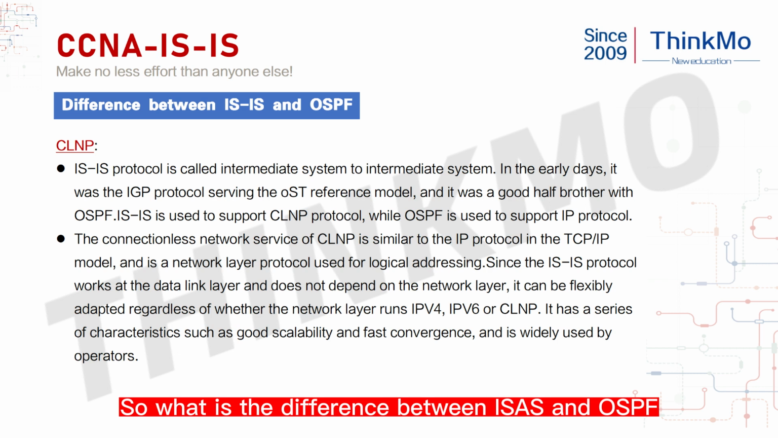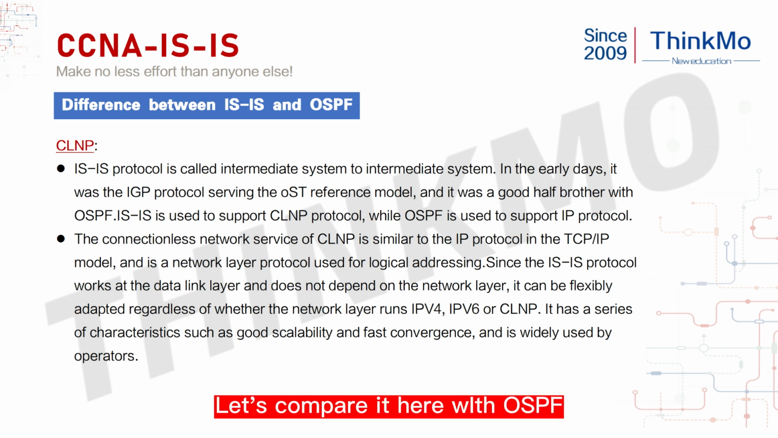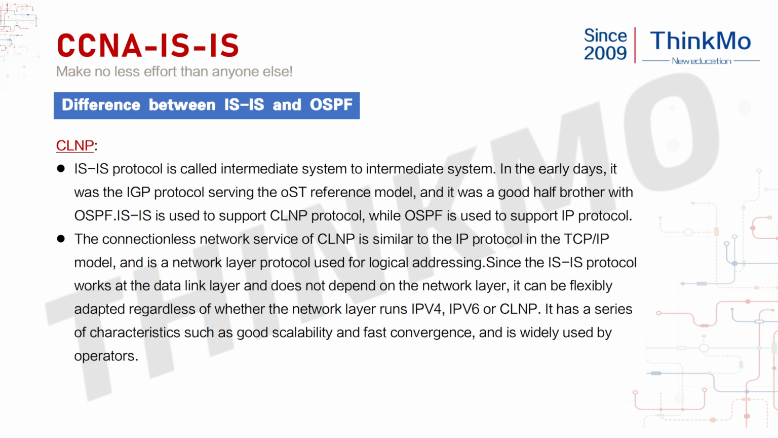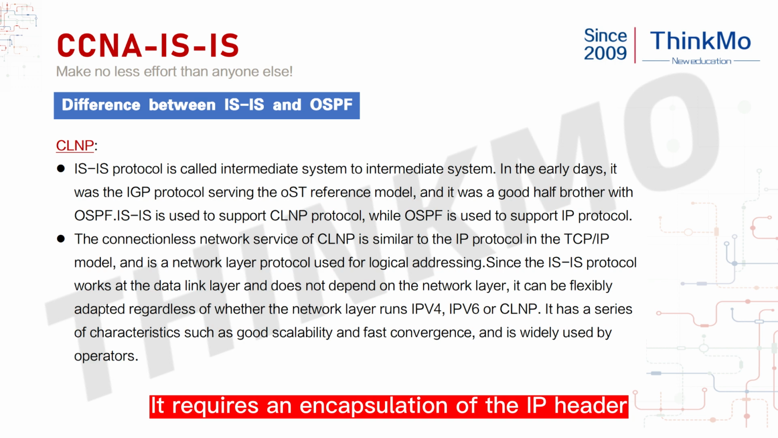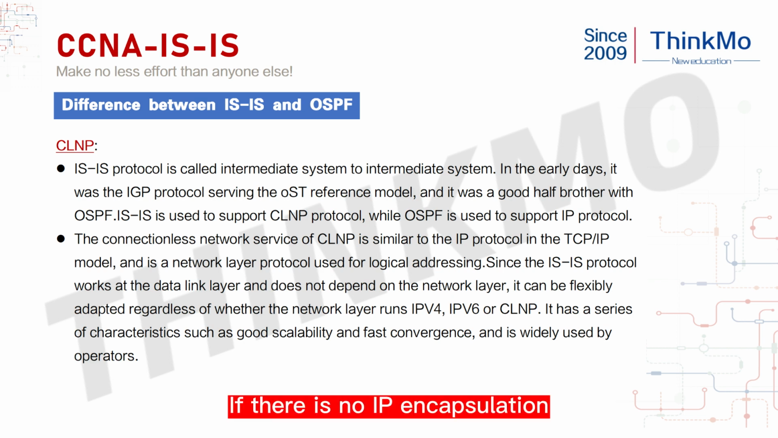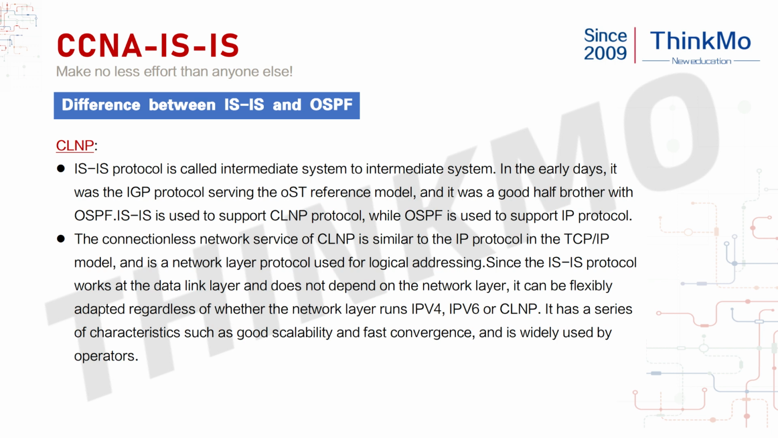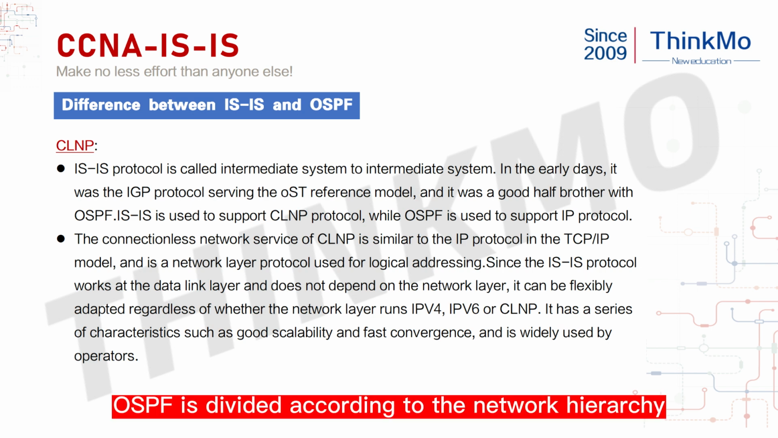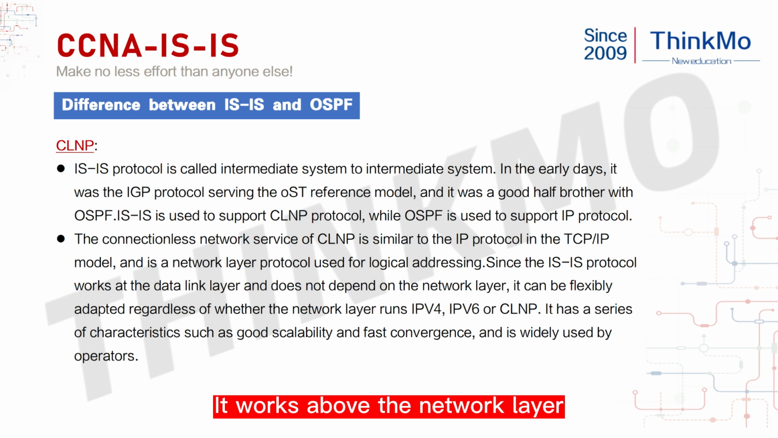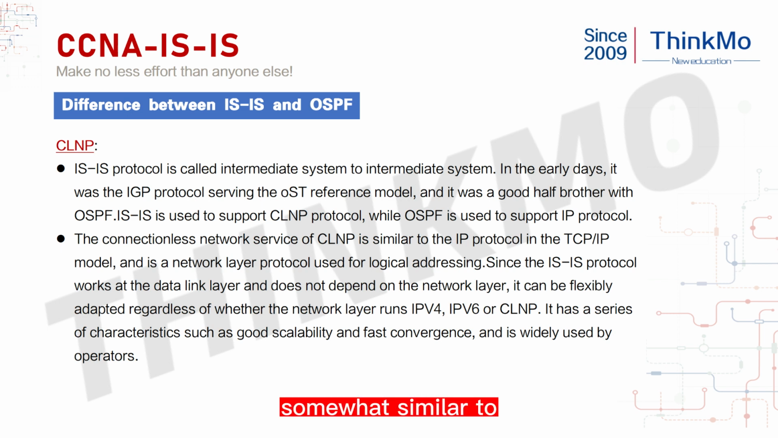So what is the difference between ISIS and OSPF? Let's compare it with OSPF. In TCP/IP, OSPF works on top of IP. It requires encapsulation in an IP header. If there is no IP encapsulation, it's not going to work. OSPF is divided according to the network hierarchy. It works above the network layer, somewhat similar to TCP and UDP at the transport layer, as a protocol type.